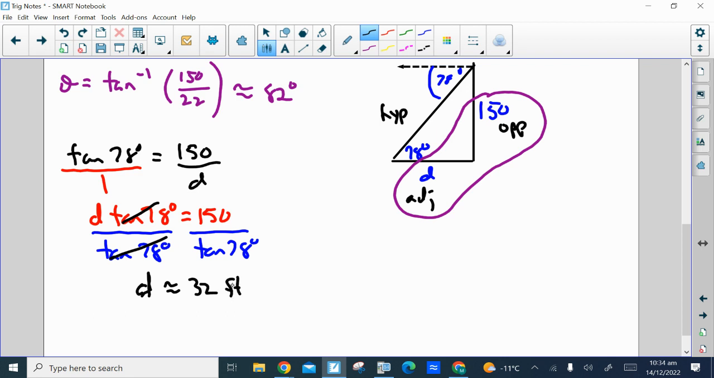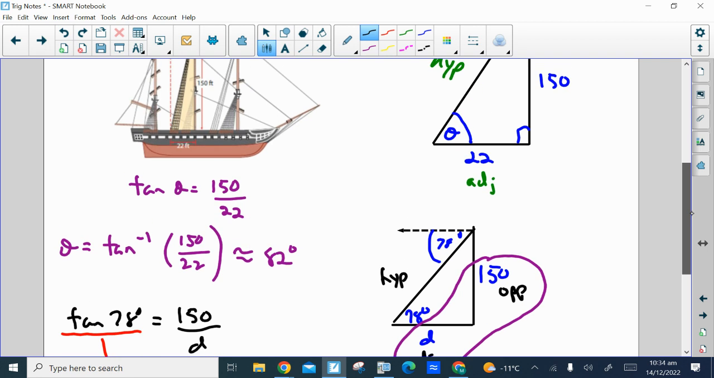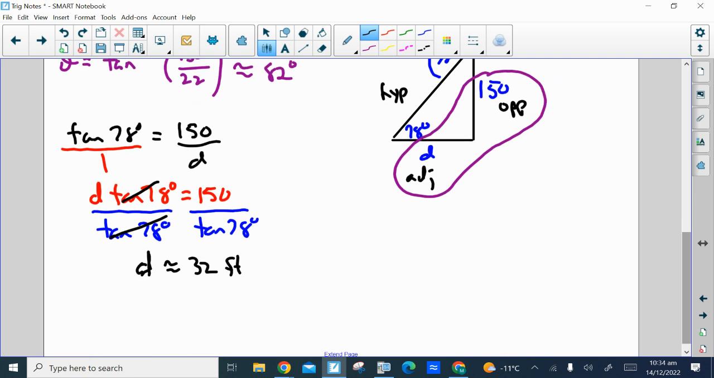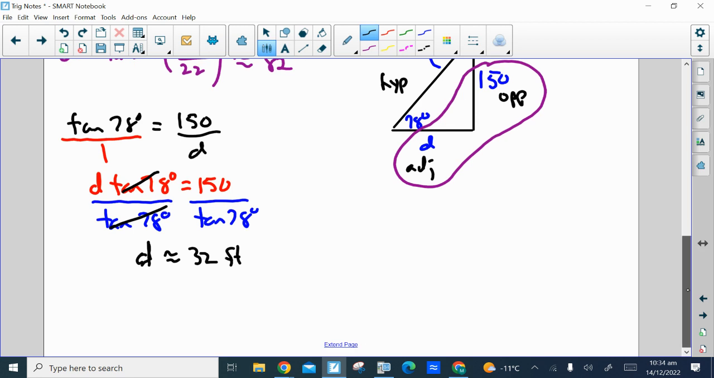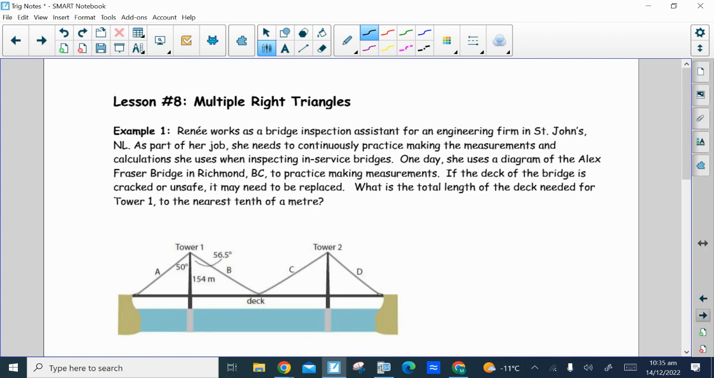is how far away from the base of the mast the shroud should be connected, right? It was 22 feet, but that gave us the wrong angle. So it should have been 32 feet so that it was the right angle, 78 degrees. Okay, so you got to remember, angle of elevation is measured upwards from the horizontal, whereas angle of depression is measured downwards from the horizontal.